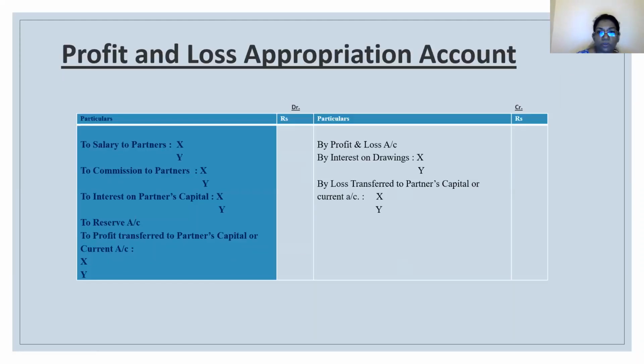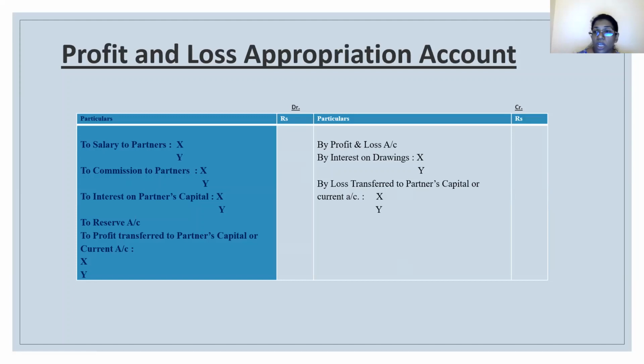So the next one would be how we are going to prepare the profit and loss appropriation account. By gathering all the journal entries, this is a summary of what we can see. We are going to debit the salary, commission and interest on the partners, and whatever amount we are going to transfer to the reserve. Then we are going to credit the profit or loss from the profit and loss account. Then we are going to put the interest on drawings.